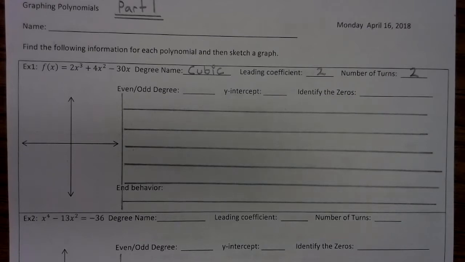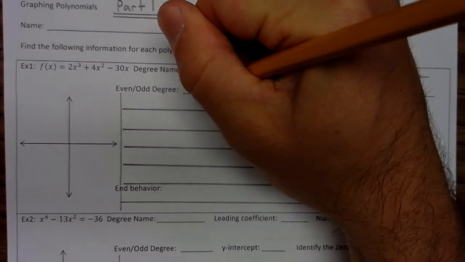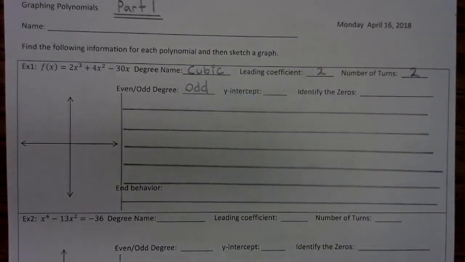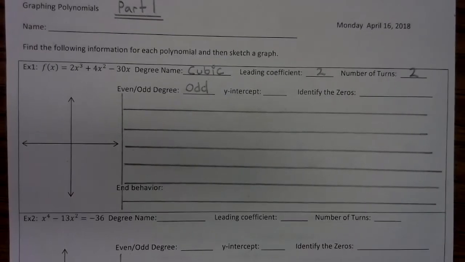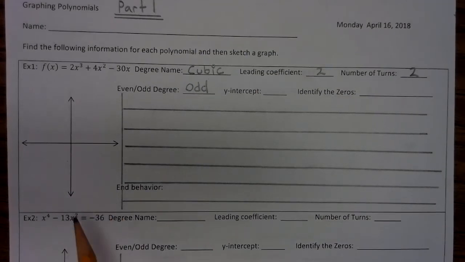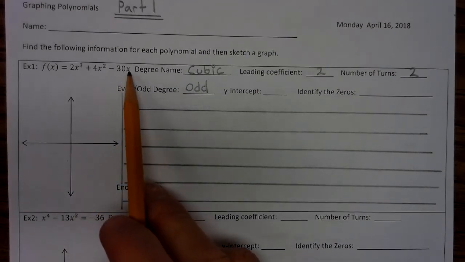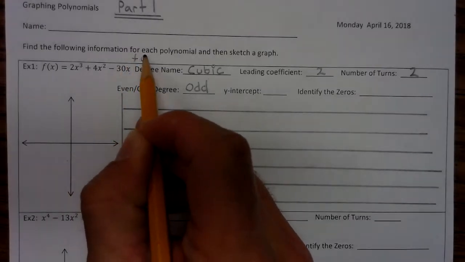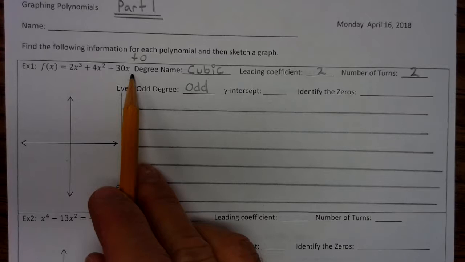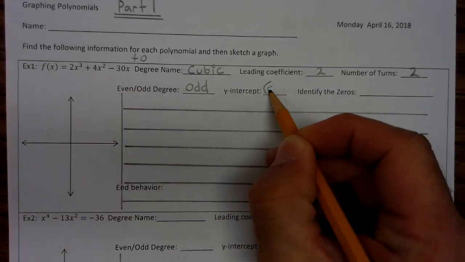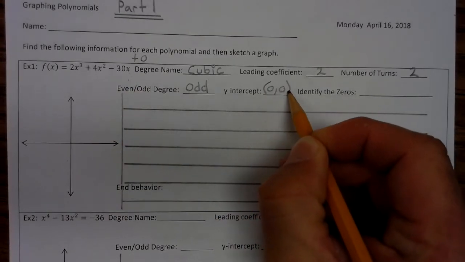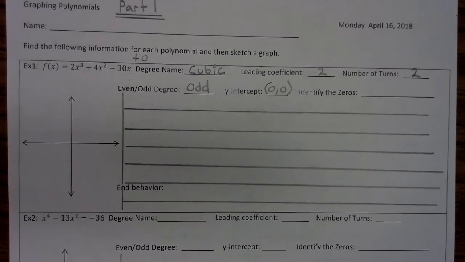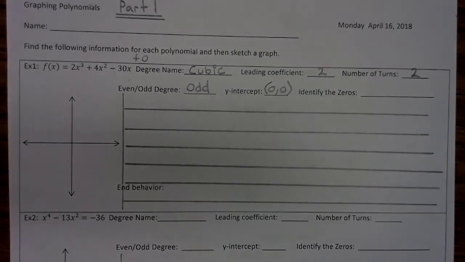All right, it's an odd degree. Now, the y-intercept is the last number in the equation without the x. So since here, there is no number after that, would we consider that as plus 0? So our y-intercept is 0. Now, to identify the zeros, we have 3 methods. And we're going to start with method 1, factoring.